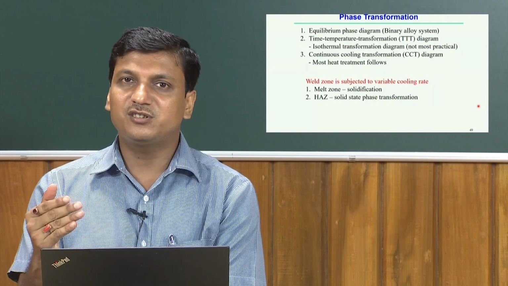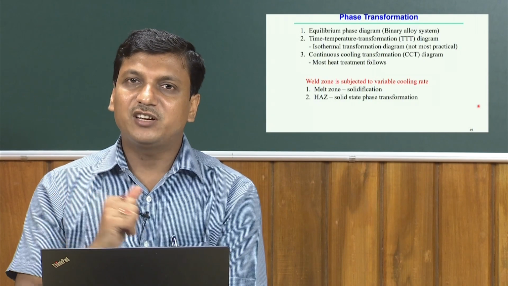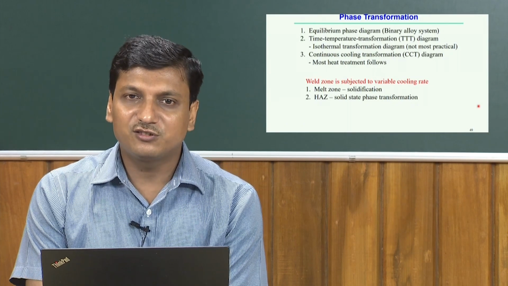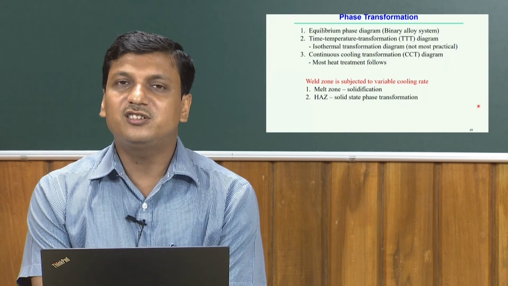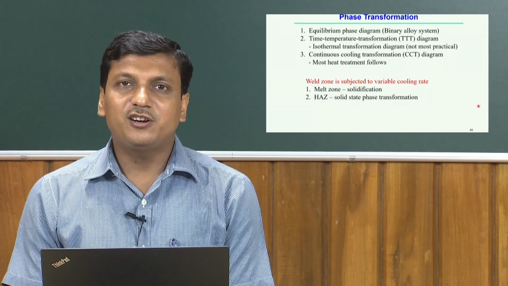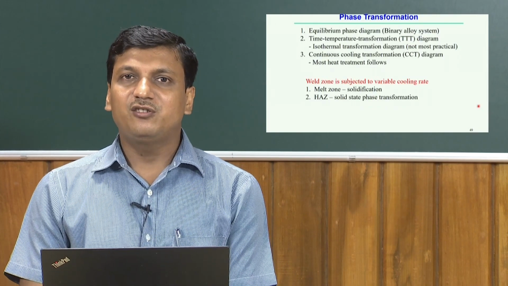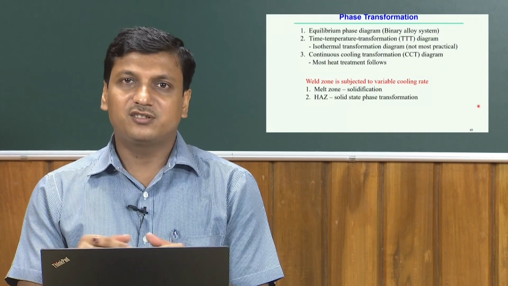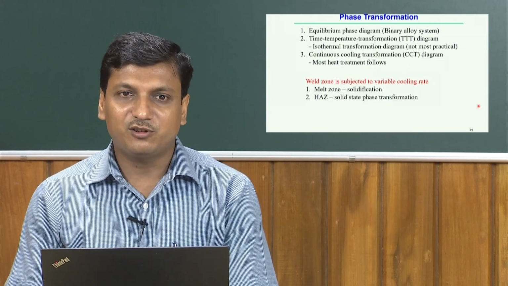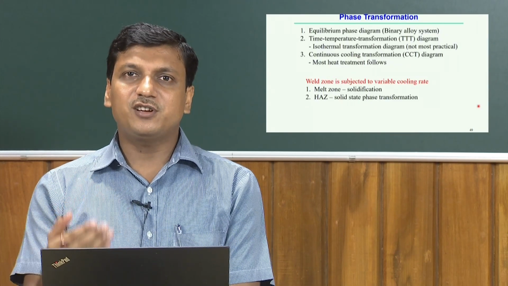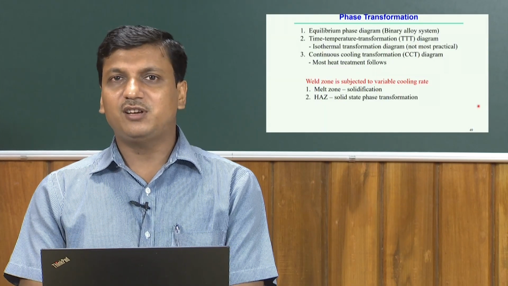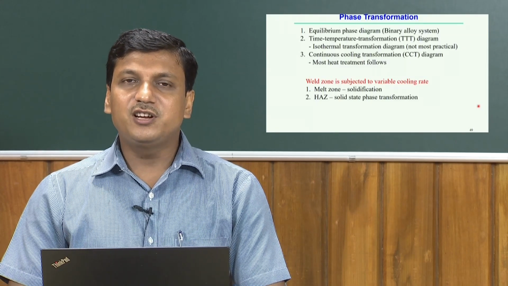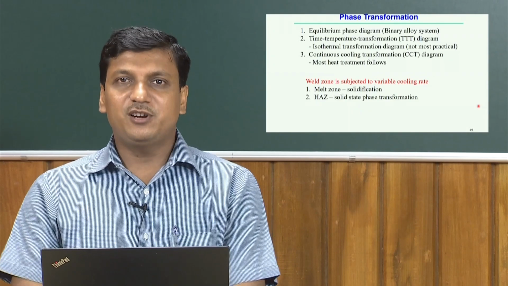So, to represent the transformation using the constant cooling rate, it is better represented in the CCT diagram. Most heat treatments actually follow the CCT diagram to find out the final microstructure, depending upon the cooling rate followed during the process. It may be a solidification process or a welding process. If you look into the welding process, like any other practical process, it is subjected to a variable cooling rate and also variable temperature.